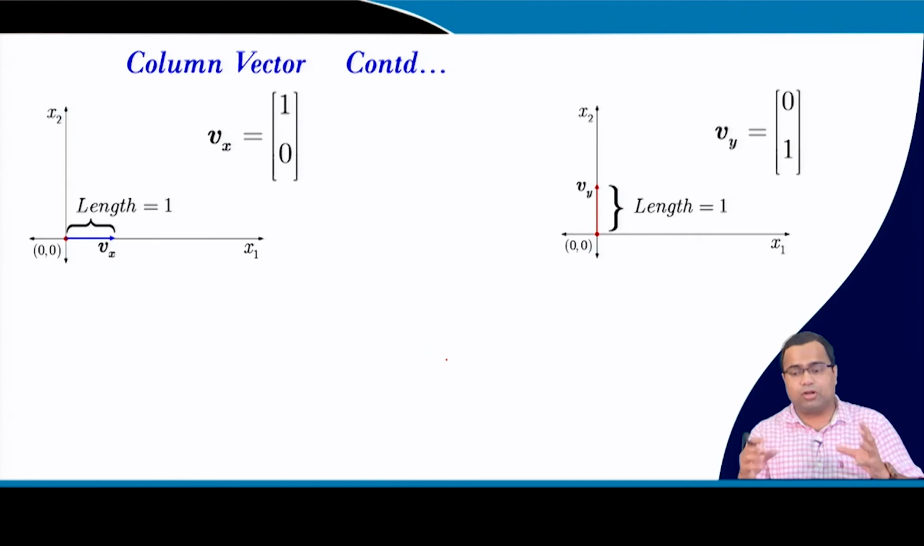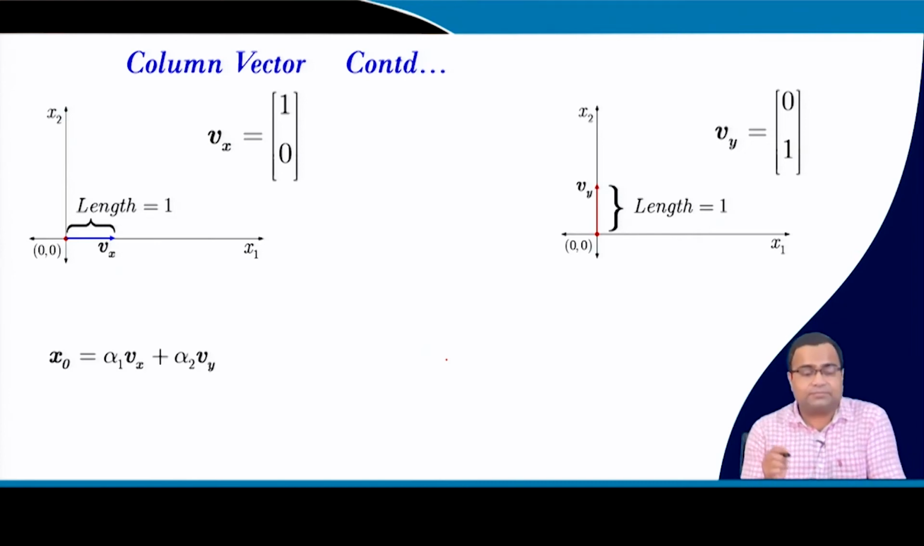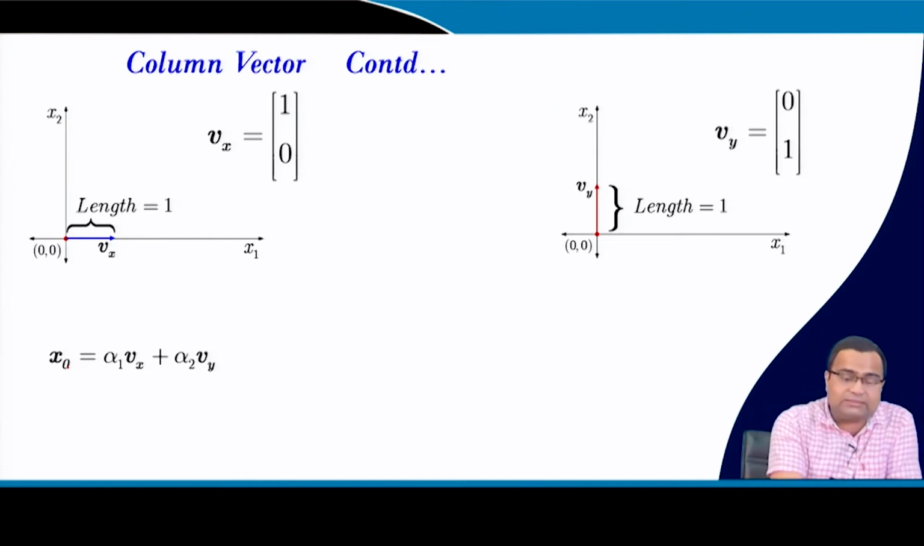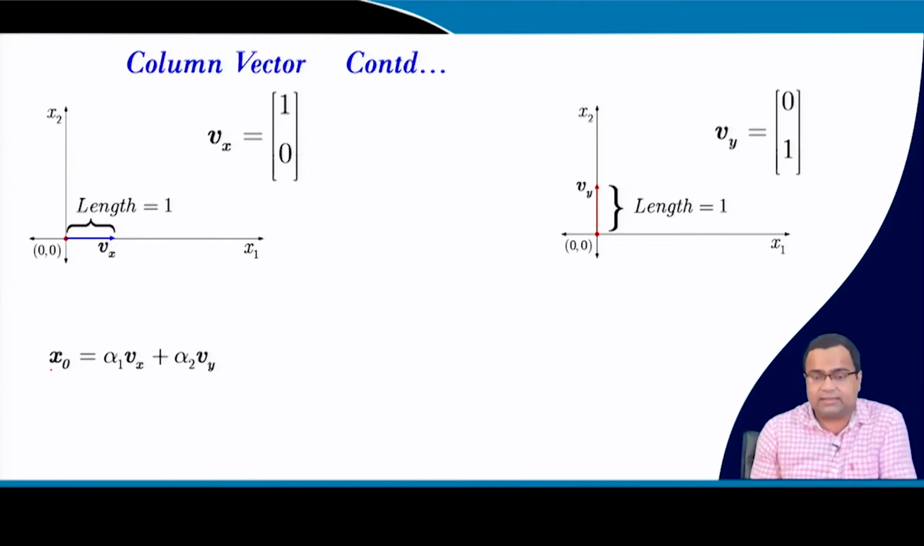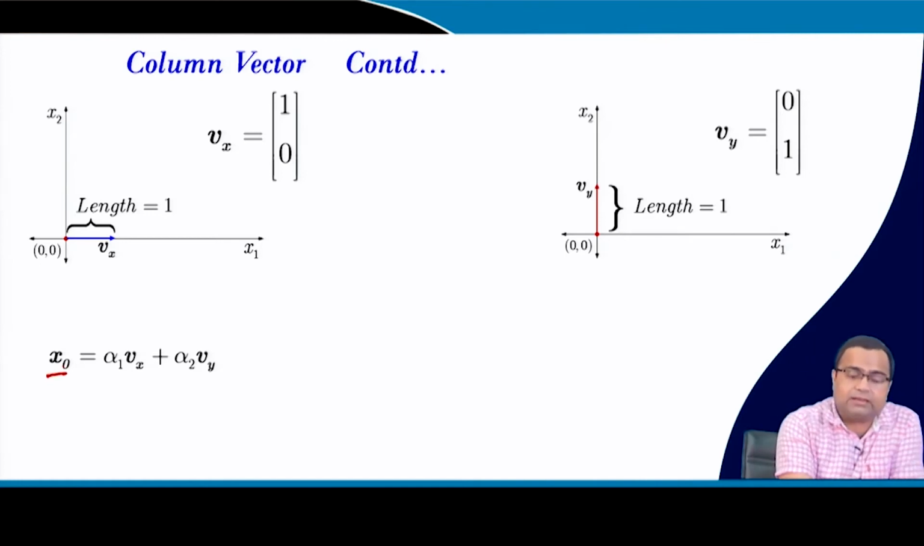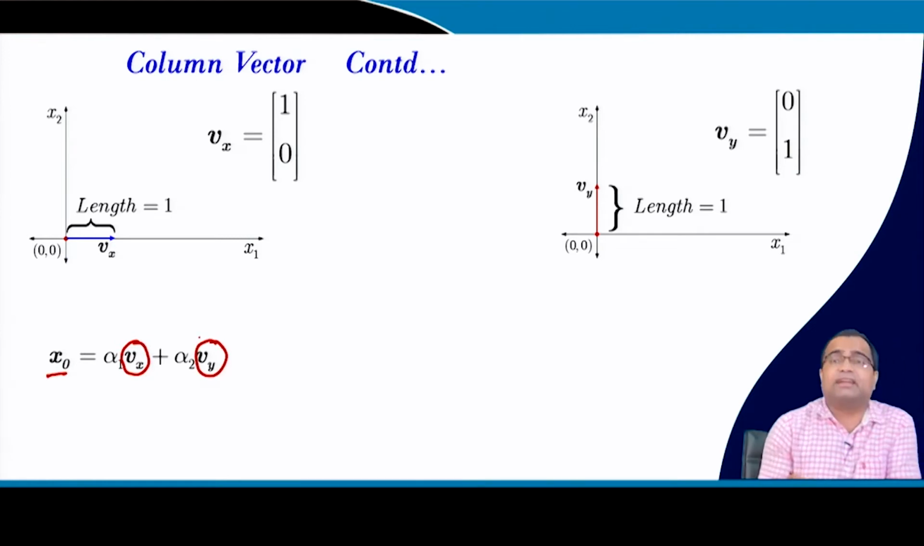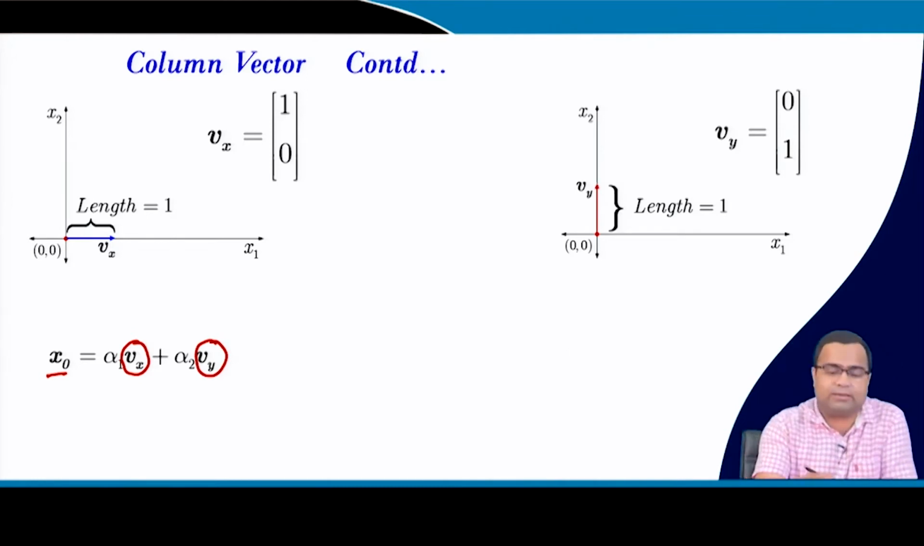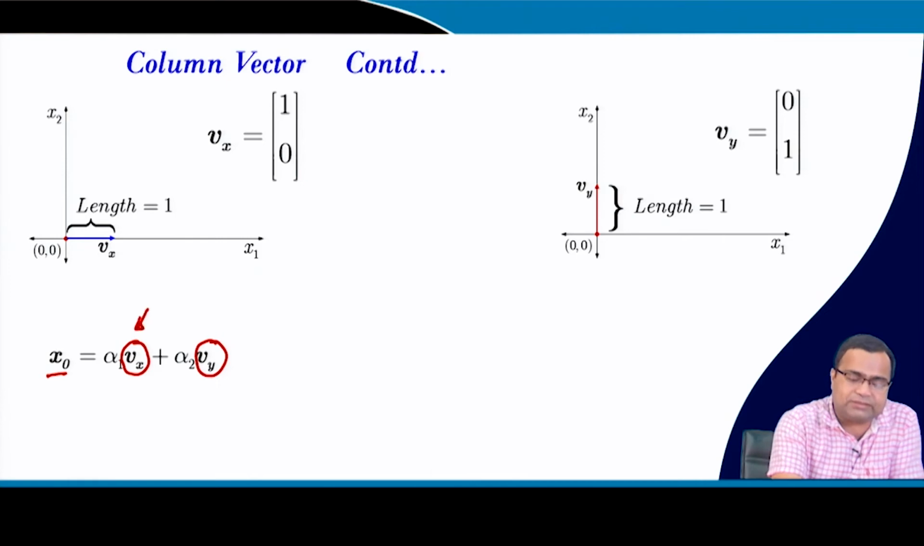Now, we can draw the two vectors, and we want to write what is my initial state, that we will see soon. Suppose we want to create a vector using a linear combination of the Vx and Vy vectors. Since this is along the x1 axis, 1 unit length, and this is along the x2 axis, 1 unit length, we call them basis vectors. So, these are the basis vectors.